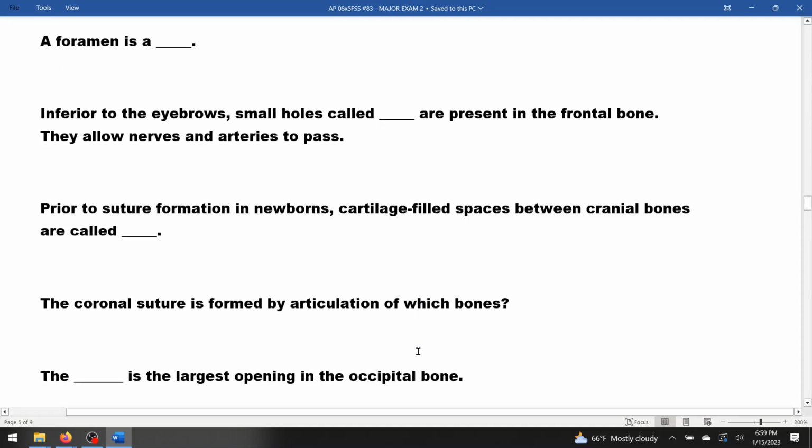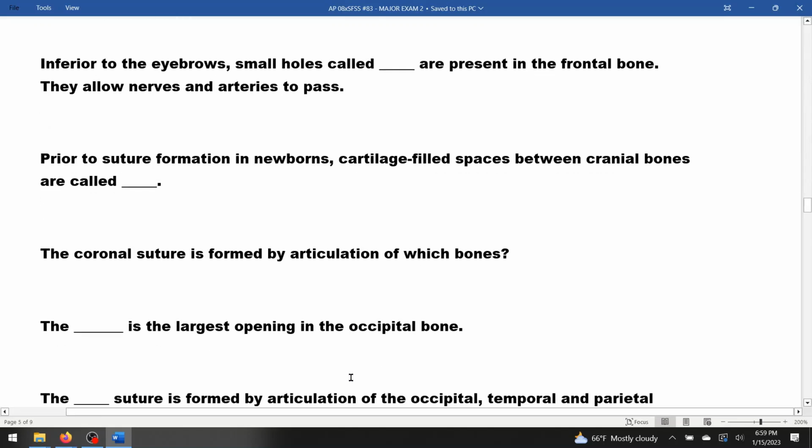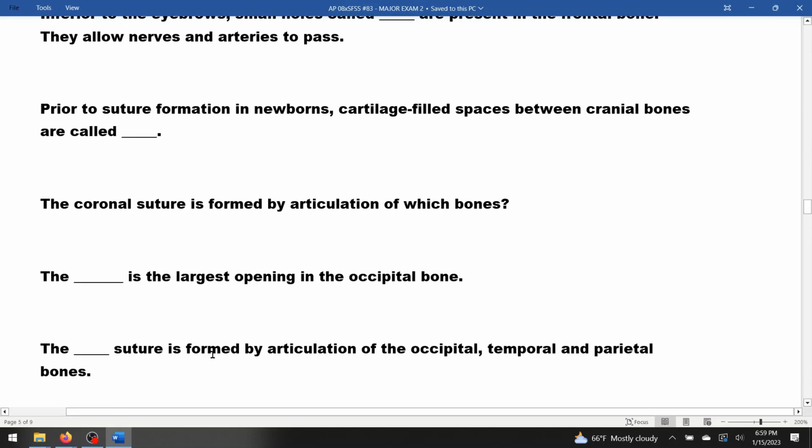The blank is the largest opening in the occipital bone. That might be a little tricky at first, but it's the giant foramen magnum, right? Foramen magnum, the big hole. The blank suture is formed by the articulation of occipital, temporal, and parietal. So we're looking at the back, sort of lateral back of the head. That's the lambdoid, or sometimes lambdoidal suture.